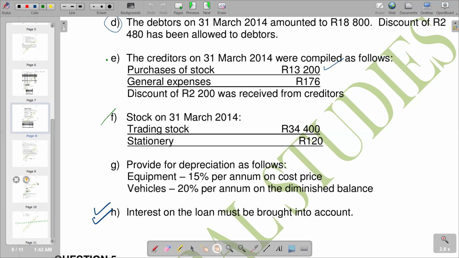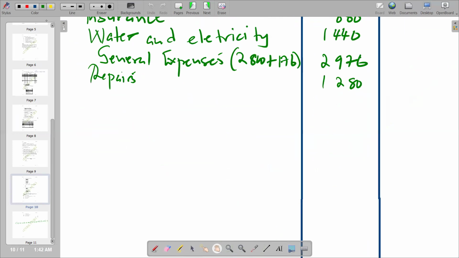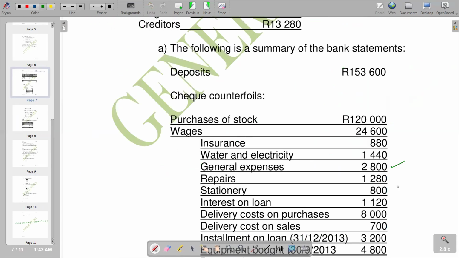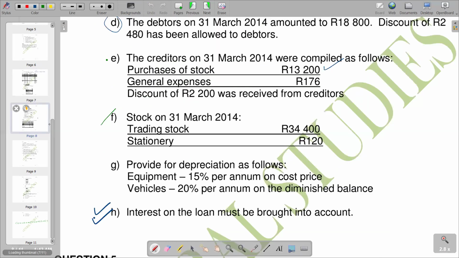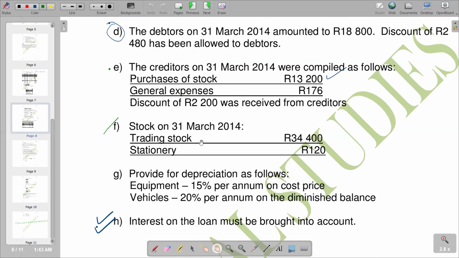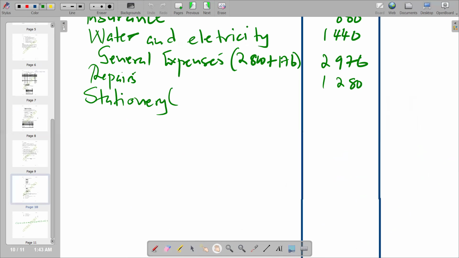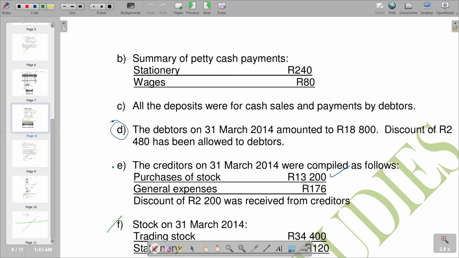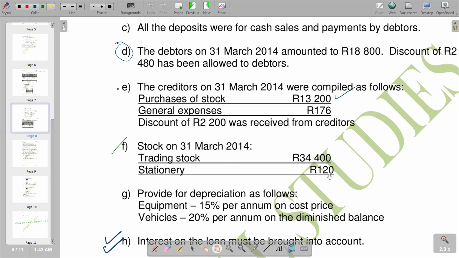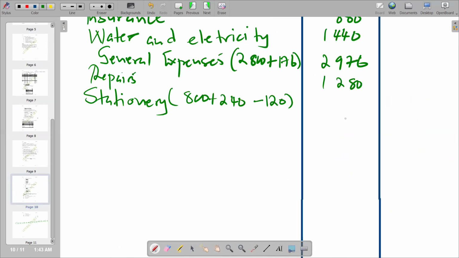So we are saying stationery. We take the figure that we have here, which is 800, and then we add the one that was further purchased, 800 plus 240. Then we subtract the amount of stationery at the end of the period, which we are given as 120. If you calculate correctly, the figure that we are going to get is 920.